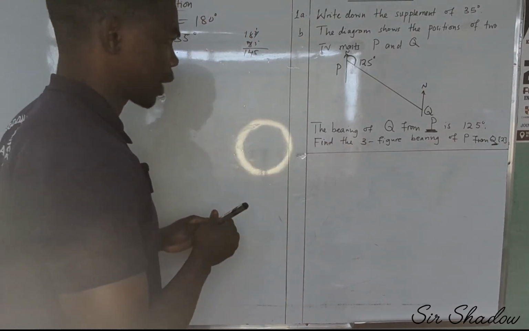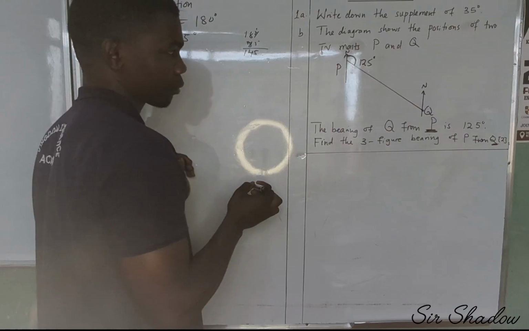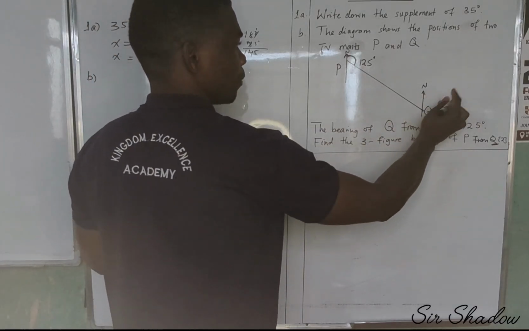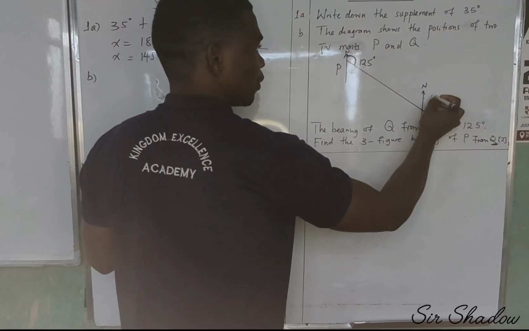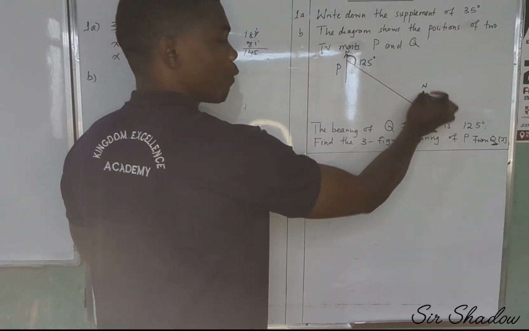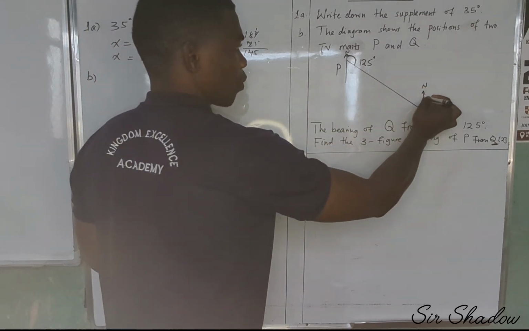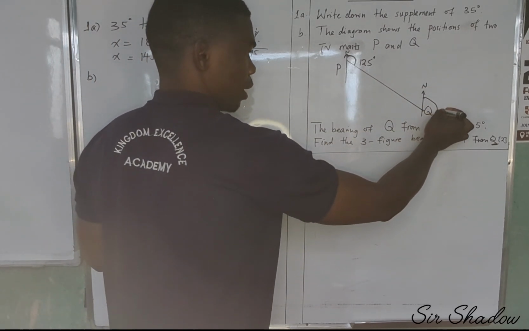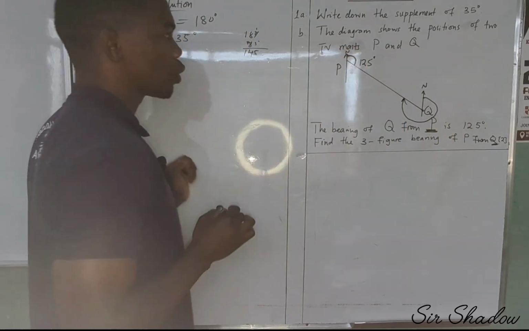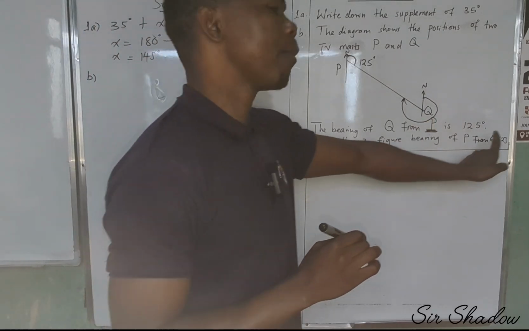So where is P from Q? Remember, Q is here. Since Q is here, what you have to do is go to where there is a north here. Then you move clockwise until you approach the line that goes to P, because we are asked to find the three-figure bearing of P from Q.